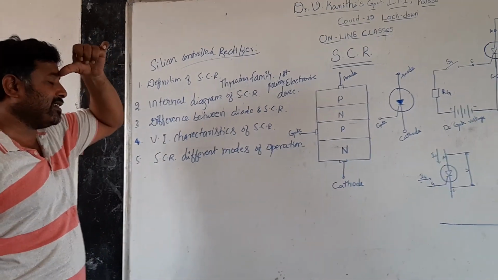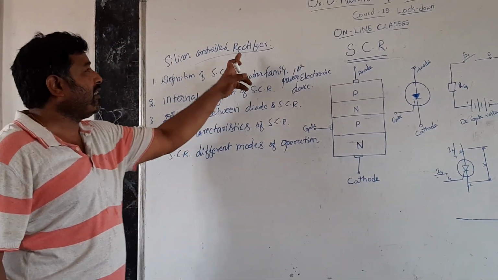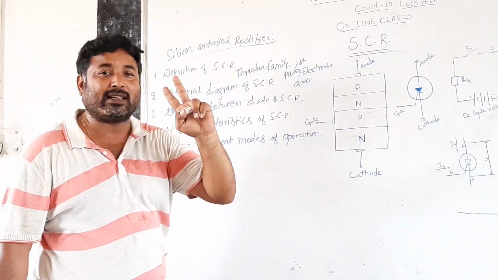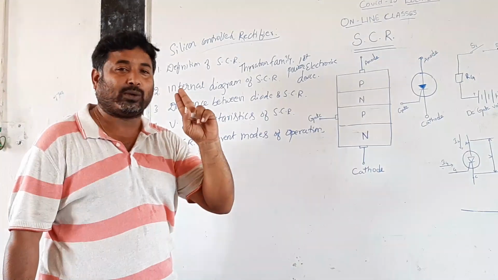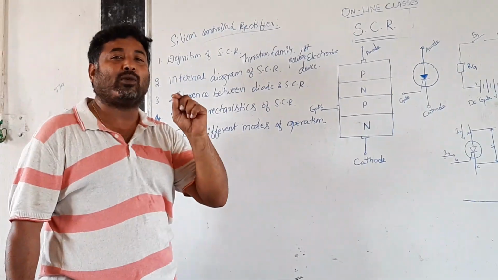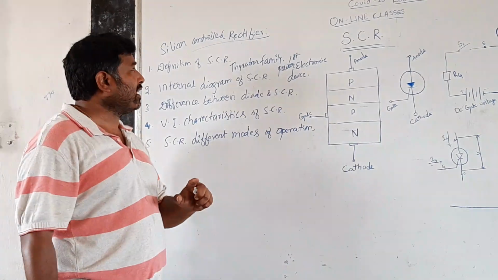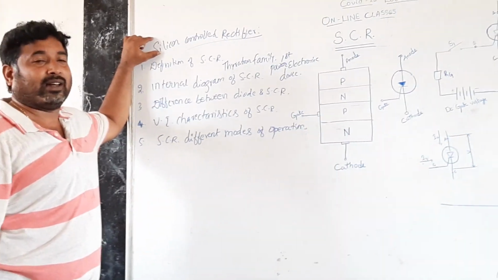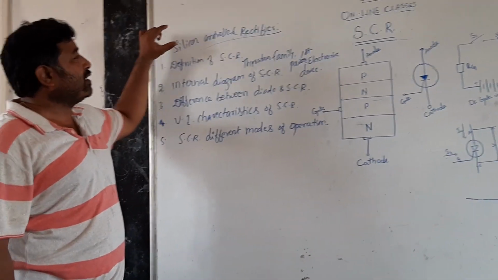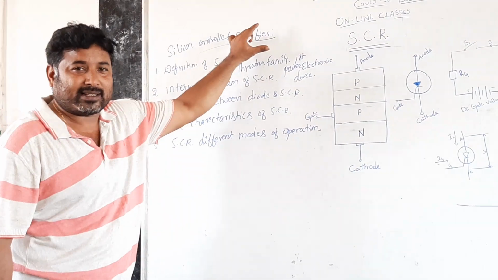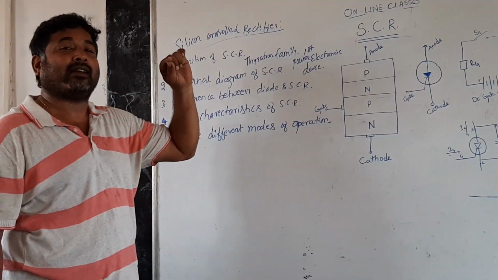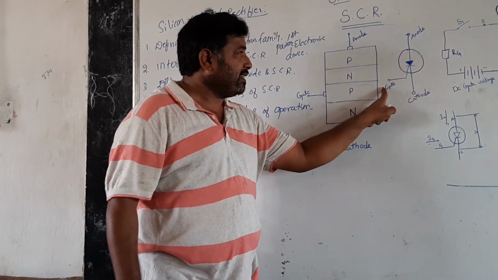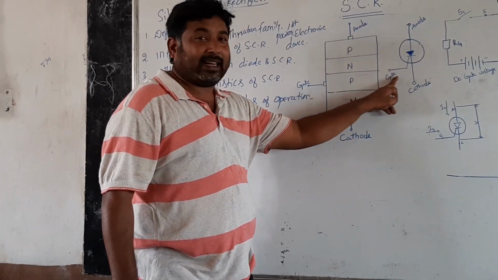What is the difference between a diode or rectifier and a silicon controlled rectifier? In a rectifier, we have only two terminals, called anode and cathode. The main function of a rectifier is to convert AC to DC. On the other hand, SCR, as the name indicates, controls the rectification process. In addition to the rectifier terminals, we have one more terminal, called the gate.